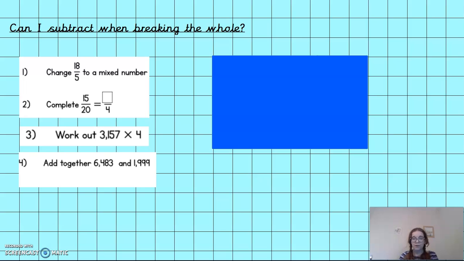But to start with, can you have a go at your arithmetic starter? There are 4 questions for you. Make sure you read them and understand what the question is asking you to do, okay? And I will show you the answers in 3, 2, 1.